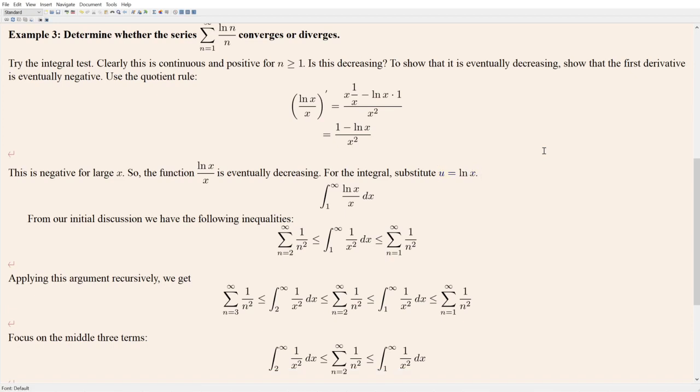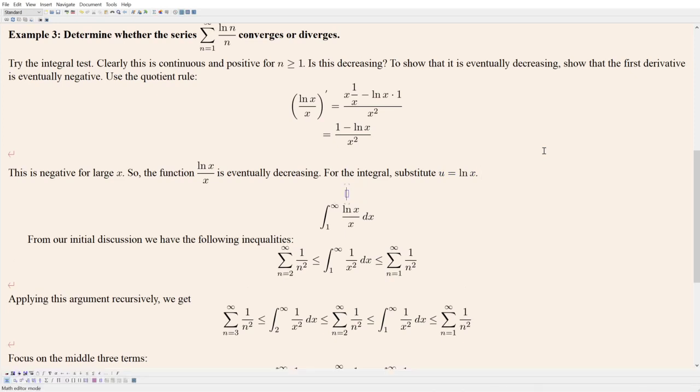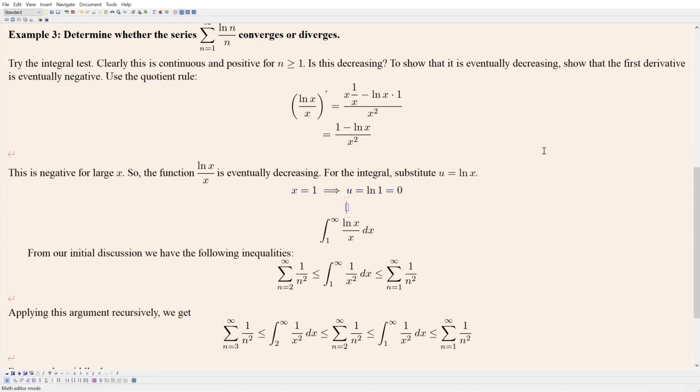Now we do have to be a bit careful here, because if we're doing a substitution, then that means the bounds of the integral are going to have to change. So when x is equal to 1, u is going to be the natural log of 1, which is 0. When x is equal to infinity, u is going to be natural log at infinity, and the limit of the natural log as x goes to infinity is infinity. Okay, so instead of 1 to infinity, the new bounds are going to be 0 to infinity.